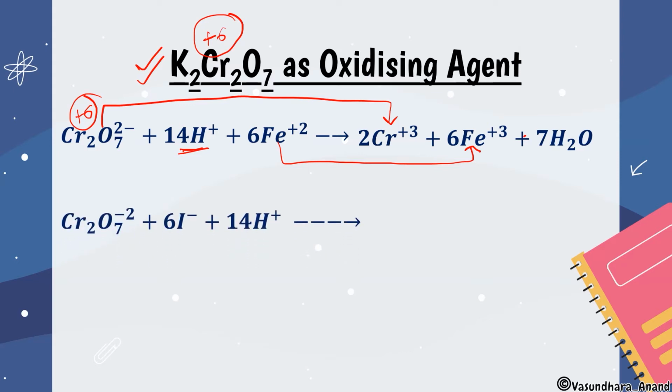Can you think of it? Cr2O7 minus 2. Again, the two products are for sure the same, isn't it? One is chromium +3 and another is H2O. That is for sure. Now this I minus has to be oxidized. What will be the answer? It will form, yes, I2.